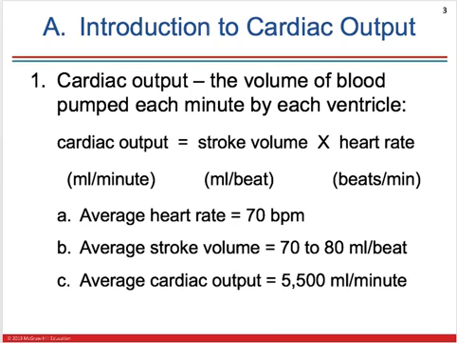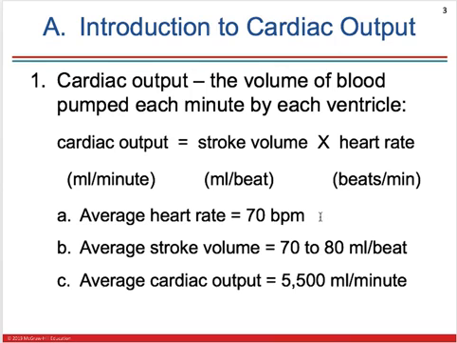Cardiac output is going to be the amount of blood that's being pumped per minute out of the heart, out of the ventricles. And so cardiac output is going to be measured in mils per minute, and this is going to equal the stroke volume, mils per beat, times the heart rate, beats per minute. Okay? So if you do the math on this, mils per beat times beats per minute is going to equal mils per minute.